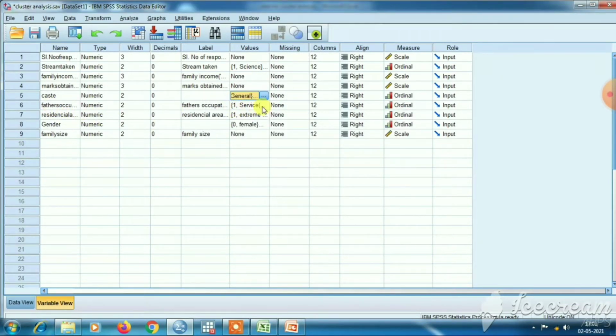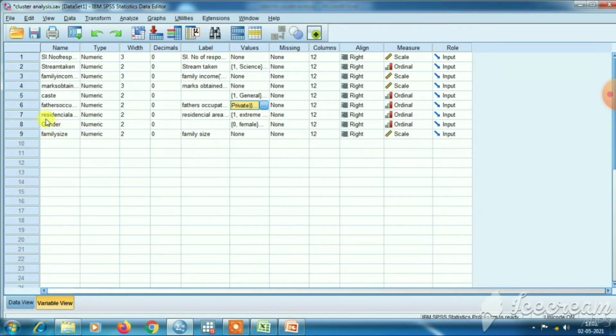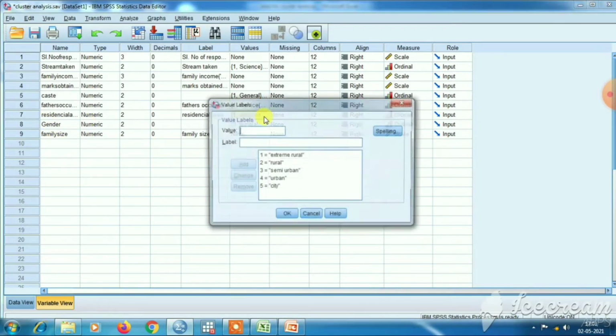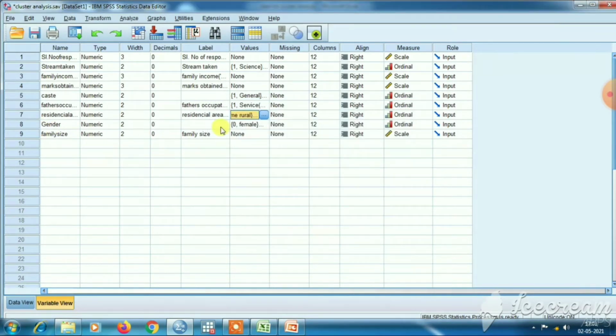And then father's occupation is taken as 1 for service, maybe government or private sector service, 2 for business activities, and 3 for agriculture and related activities or the informal sector. Similarly residential area is taken on a Likert scale: 1 means extremely rural, 2 rural, 3 semi-urban, 4 urban, 5 city. Similarly gender, 0 for female, 1 for male. So these are ordinal type variables and the others are scale variables.